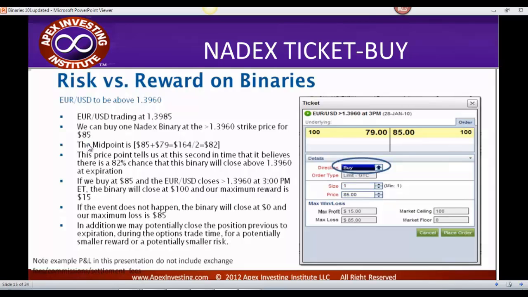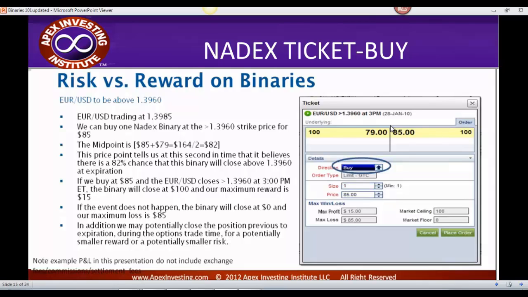Okay? Now, what you have right here is what's called a bid and offer. All right? What this is saying is I can buy this binary for 85, or I can sell this binary for 79. So if I think the market's going to stay above 39.60, I'll want to buy this contract. If I think the market's going to go down by 3 p.m., then I would want to sell that market. Okay? So what we're looking at here, and not to confuse you here, but that is a bid and offer. All right? That's the market maker's spread there. It's a market maker saying, I'll buy it for this, I'll sell it for this.